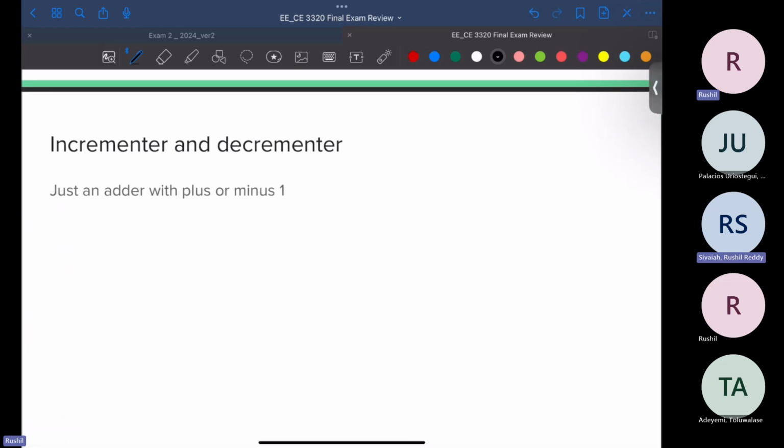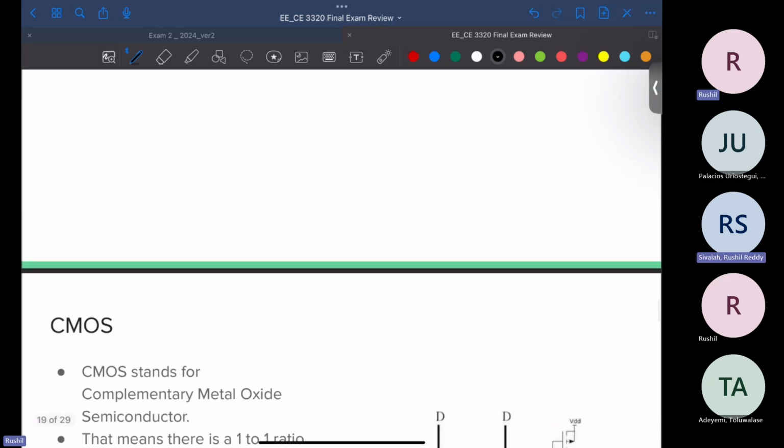Okay, an incrementer and decrementer, I feel like it's pretty obvious, but it's just an adder with a 1 or a -1. But okay, so we're just going to move past that.